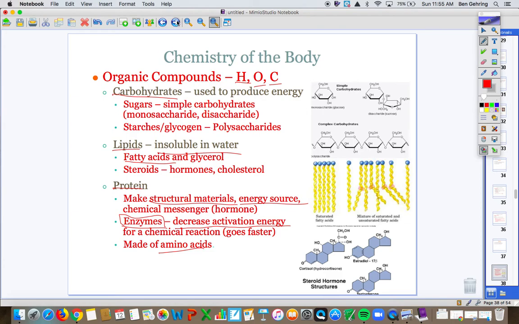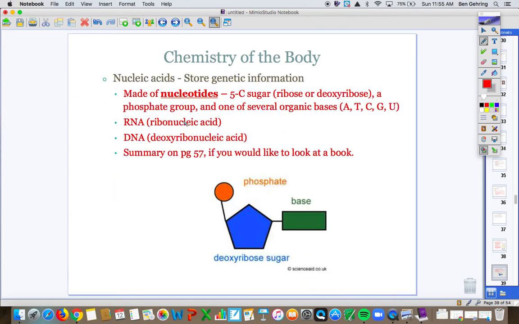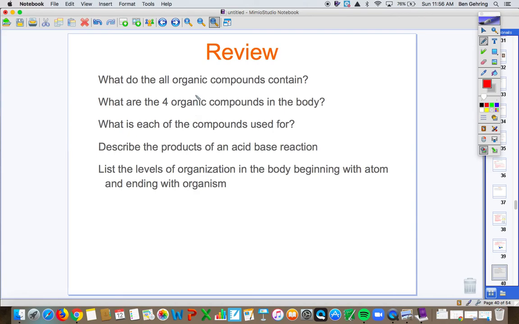But those are proteins. Your last one is a nucleic acid, and this is our genetic information storage. So our DNA, our RNA are all nucleic acids. We'll do a little bit with your adenine, thymine, cytosine, guanine, and uracil, but DNA and RNA are the places we find nucleic acids. All right, your last set of review questions.